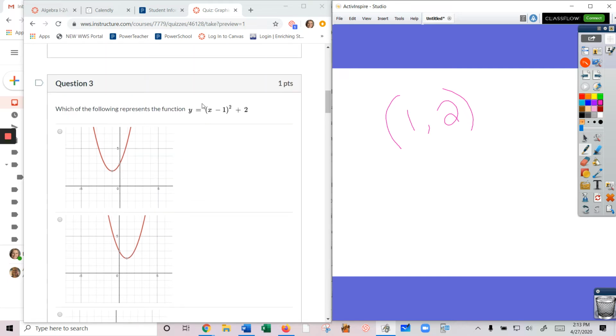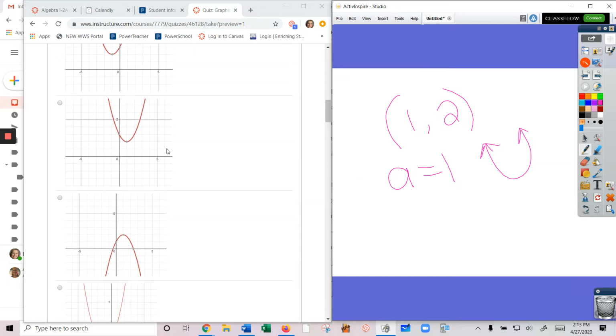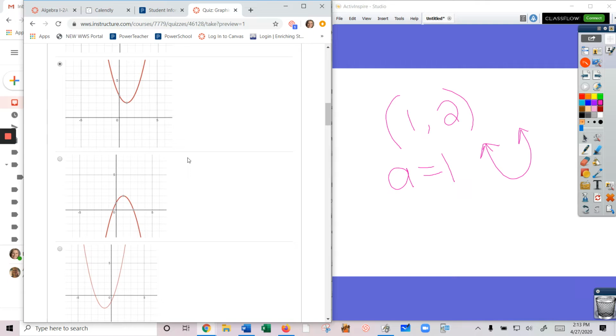We also need an A value, which is positive. So our A value is +1, so we need a parabola that opens up. So we know we do not want to pick C in my options. So it looks like 1, 2 opening up, right? Over 1, up 1. So this is our correct graph there.